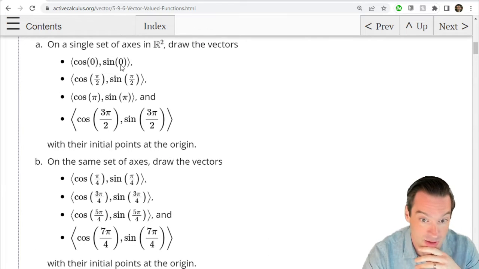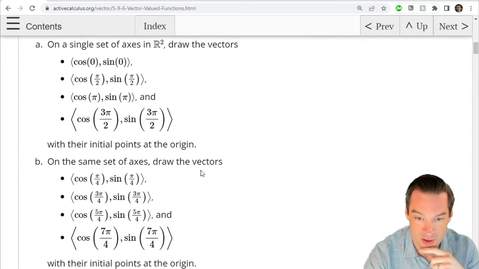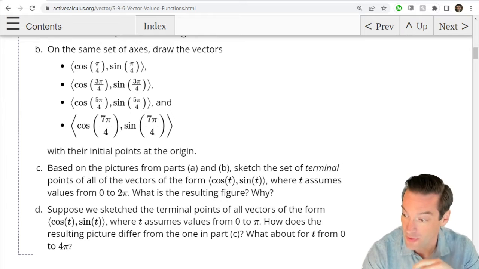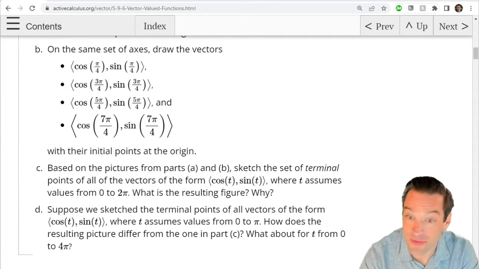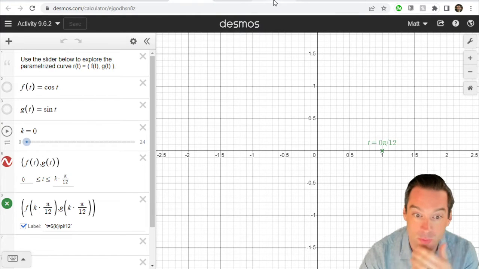And so in parts A and B, you plotted those points where the inputs were integer multiples of pi over 2, and in part B they were odd integer multiples of pi over 4. When you did those plots, what shape ended up emerging? If you plotted all 8 of these points, what you probably noticed is that they all lie along a circle.